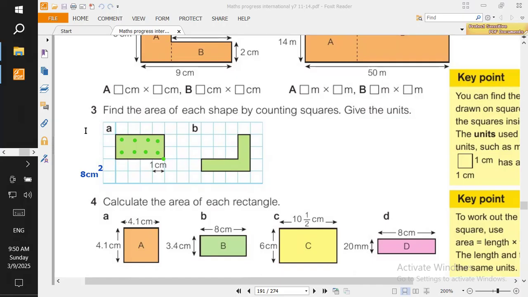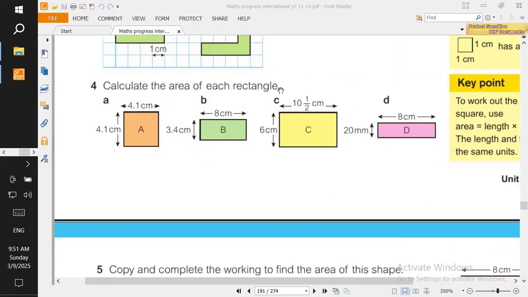Same idea here. You just count how many squares you have, and these squares will give you the idea of the area. So 1, 2, 3, 4, 5, 6. So together they are 6 centimeter square. And this is how you find the area using this square grid, which is 1 centimeter. Now let's move on to the next question.